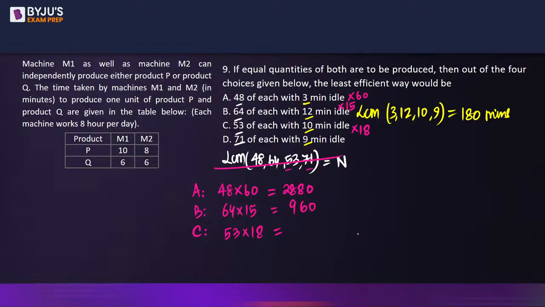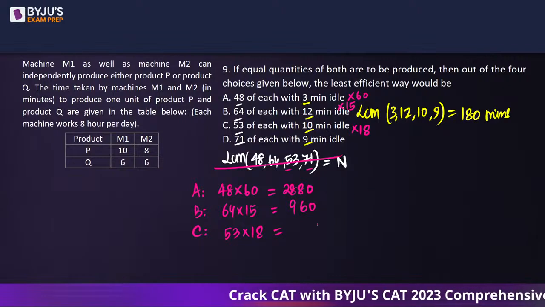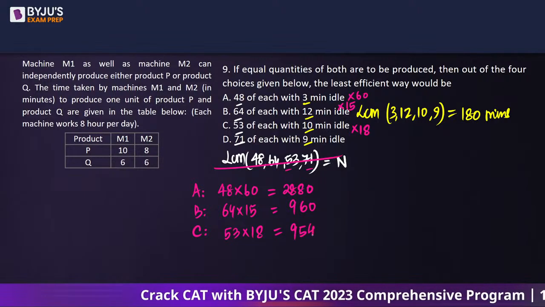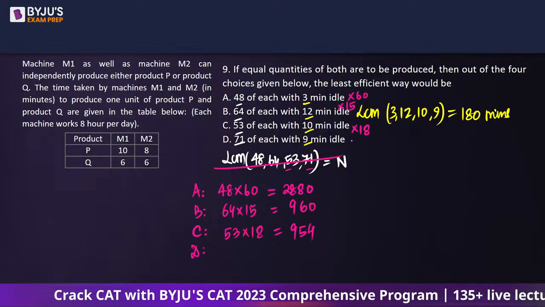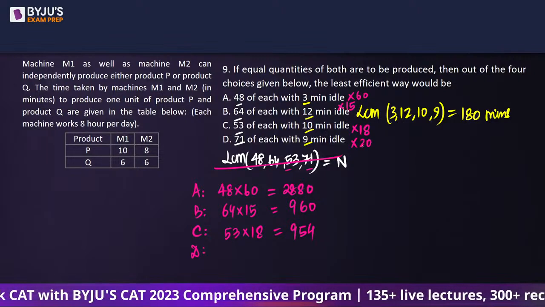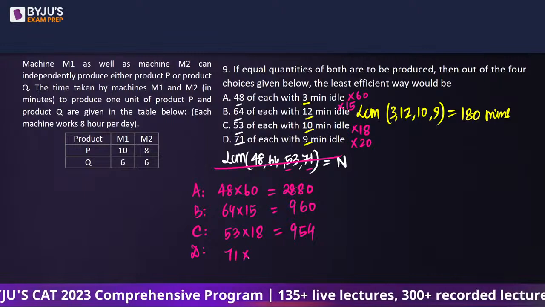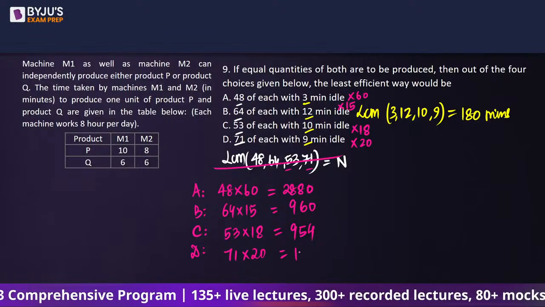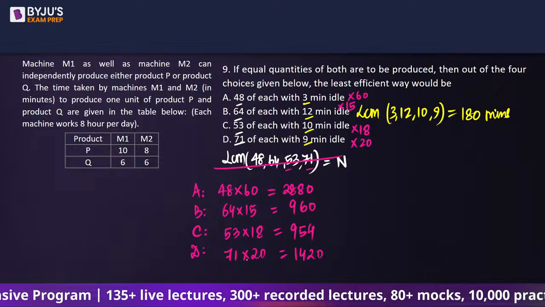Is it less than 960? Well, 53 into 20 is above 1000, right? So this is going to give us 954 units. Okay, D की बात करते हैं. This is 20 times. So 71 into 20 times. So this is going to give us 1420 units.